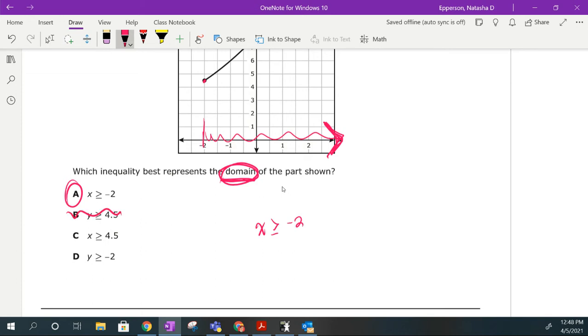And we could have eliminated B and we could have eliminated D because those are range. That's the range, okay?